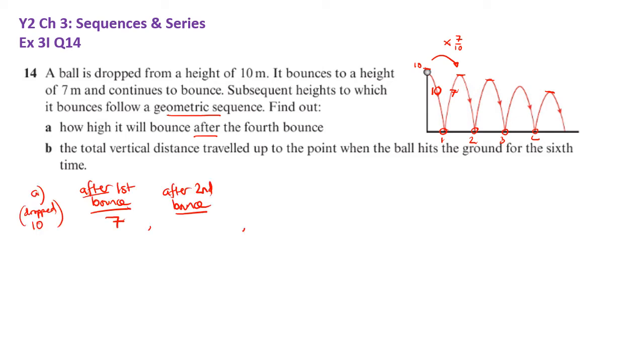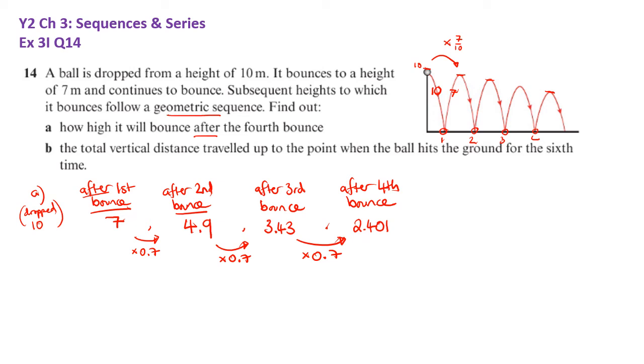We dropped it at 10. After the first bounce it got to 7. After the second bounce it would be 7 times 0.7, so 4.9. And then we carry on in that sense. After the third bounce, 3.43, and then after the fourth bounce. And I'd really encourage you to just look at the context of the question for this.